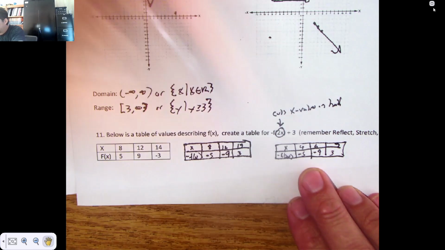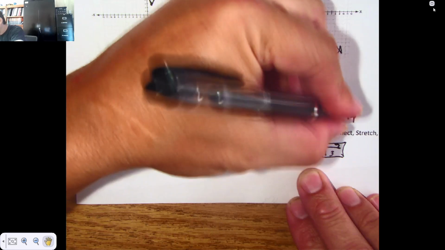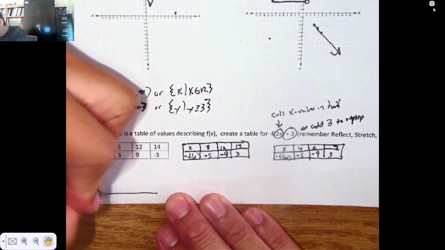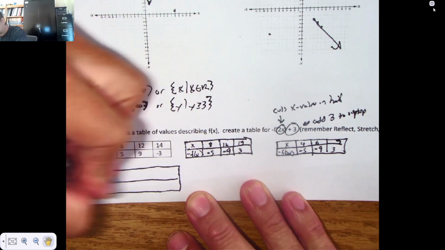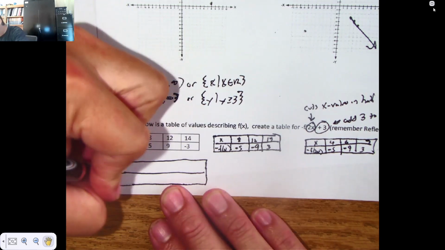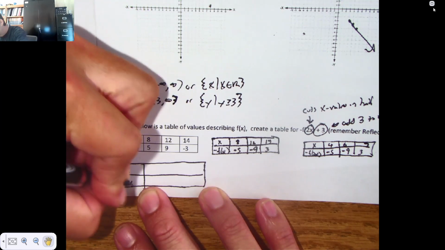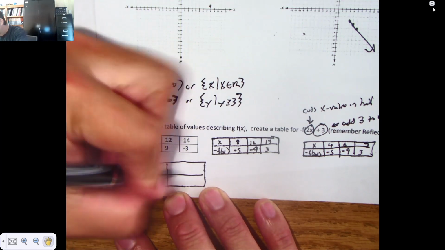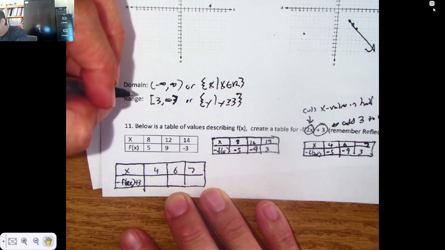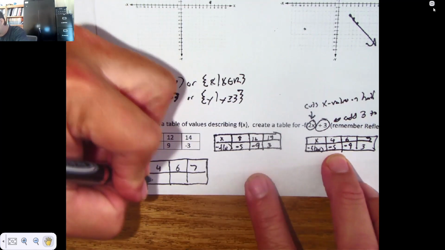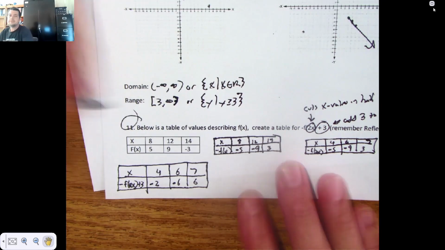Then we have the plus 3, which is the last thing. It adds 3 to output. Does not affect input, just affects output. So the input is now 4, 6, 7, and the output gets 3 added to it. Negative 5 plus 3 is negative 2, negative 9 plus 3 is negative 6, and 3 plus 3 is 6. And that's how you do something like that.